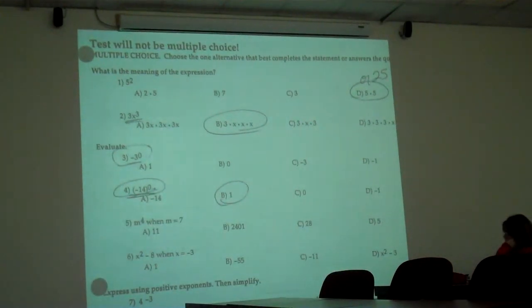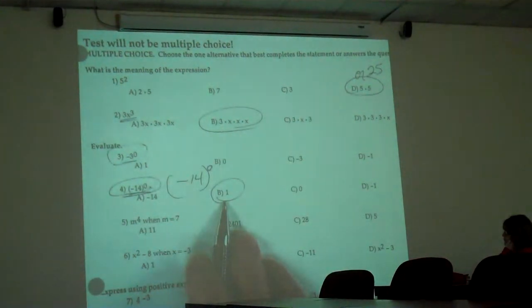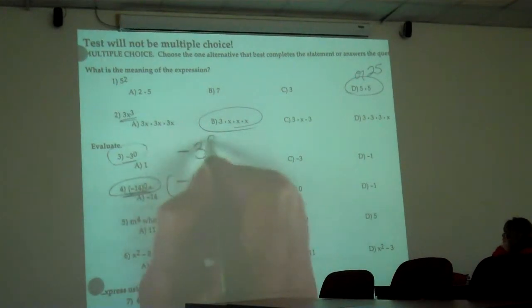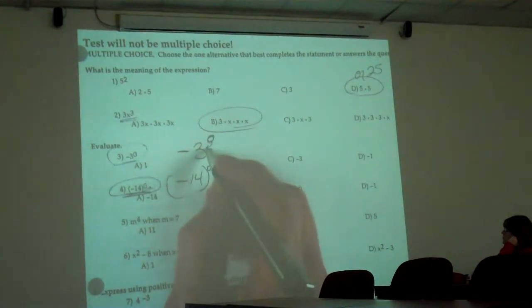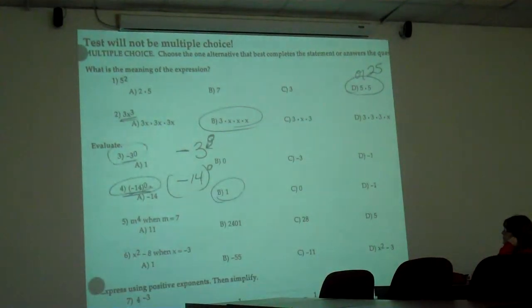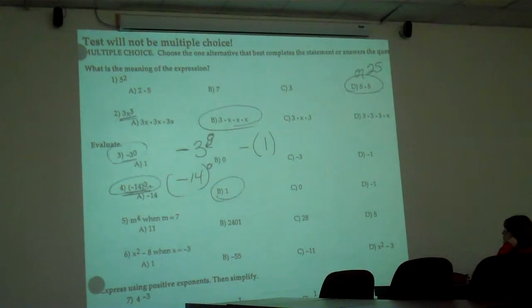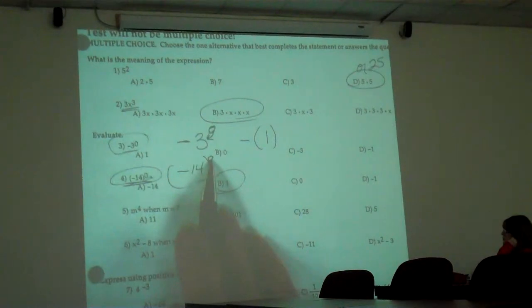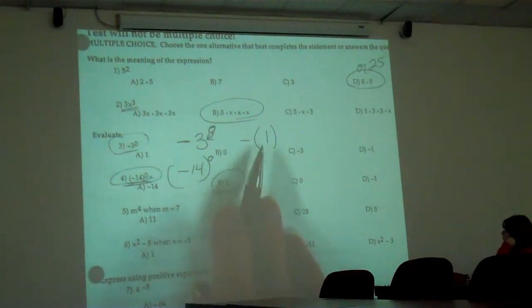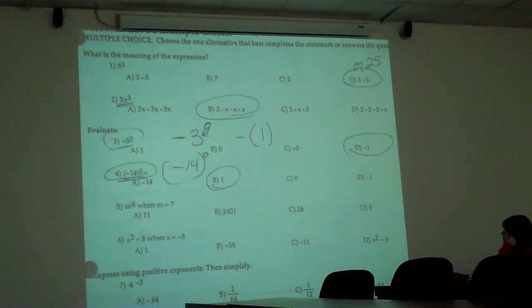Okay? On number 3, your negative 14 is to the 0. That's just 1. If you have a negative number to the 0, this 0 exponent only goes to the 3. It doesn't go to the negative sign. So this is like negative times 1, like the opposite of 1. This one, the 0 exponent went to the negative and the number. So this is just 1. This one is negative 1. Okay?